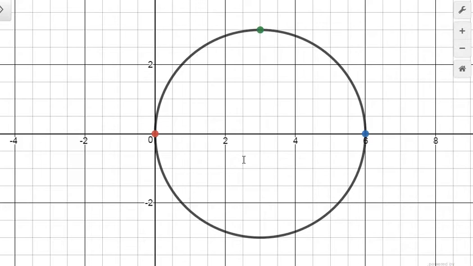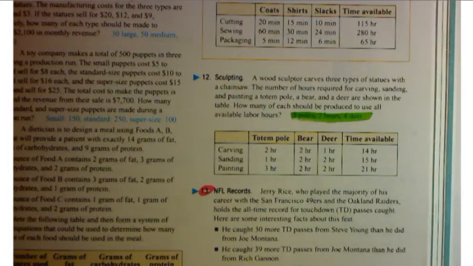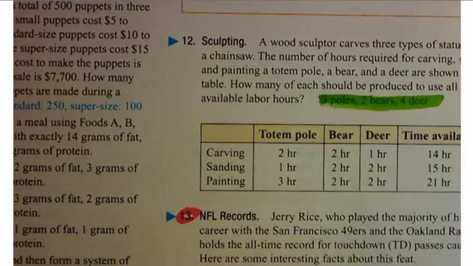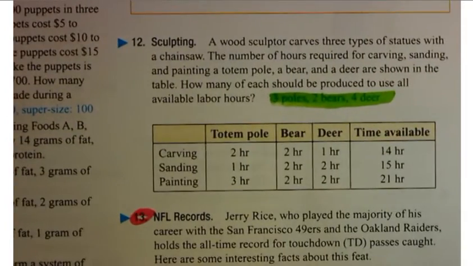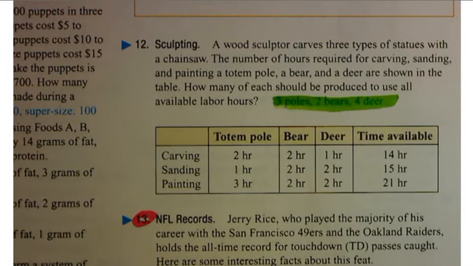A sculptor carves 3 types of statues with chainsaw. The number of hours required for carving, sanding, and painting a totem pole, a bear, and a deer are shown in the table. How many of each should be produced to use all the available labor hours? So he's got 14 hours to spend carving, 15 hours to spend sanding, 21 hours to spend painting.